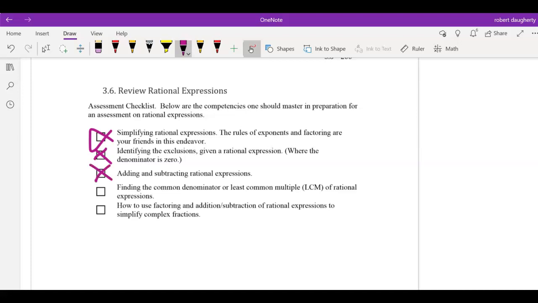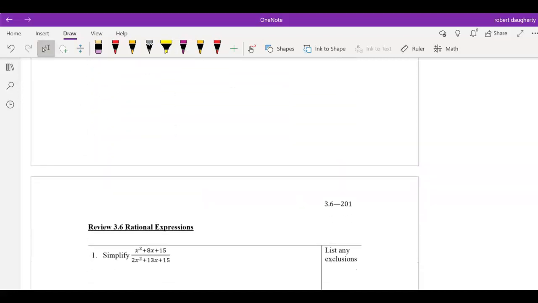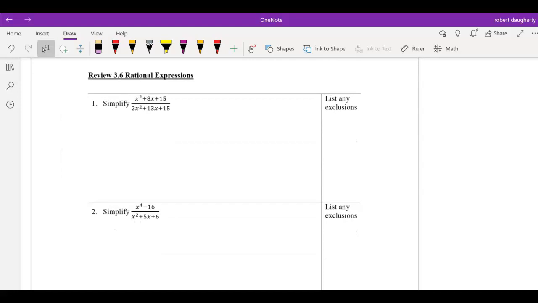Adding and subtracting, getting a common denominator, and then using factoring and addition to simplify complex fractions, where you've got a fraction in the numerator, another fraction in the denominator. So let's just take a look at the kinds of questions that are representative from this particular unit. So let's look at the first one. Simplify this expression. This relies on you being able to factor.